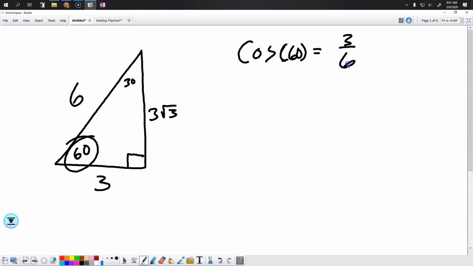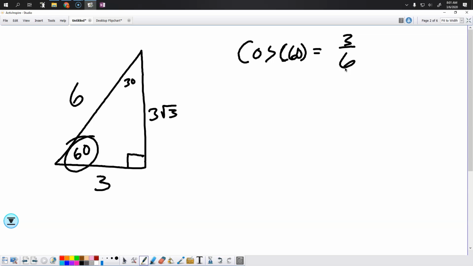3 over 6, right? Now, I want you guys in your calculator to push cosine of 60. Do cosine of 60. You can use my calculator if you want to, but if you're using a cell phone, you'll have to push 60 first and then cosine. If you're using a calculator, usually push cosine first. Okay, good.